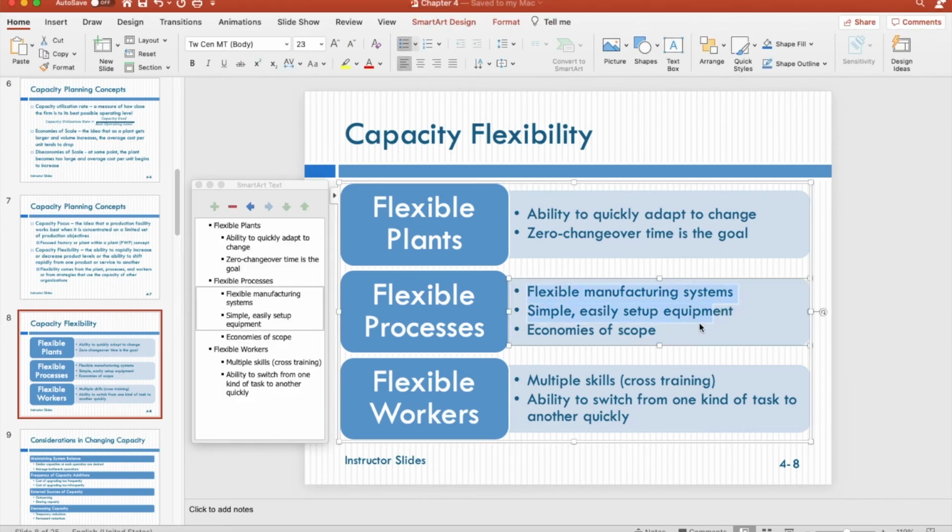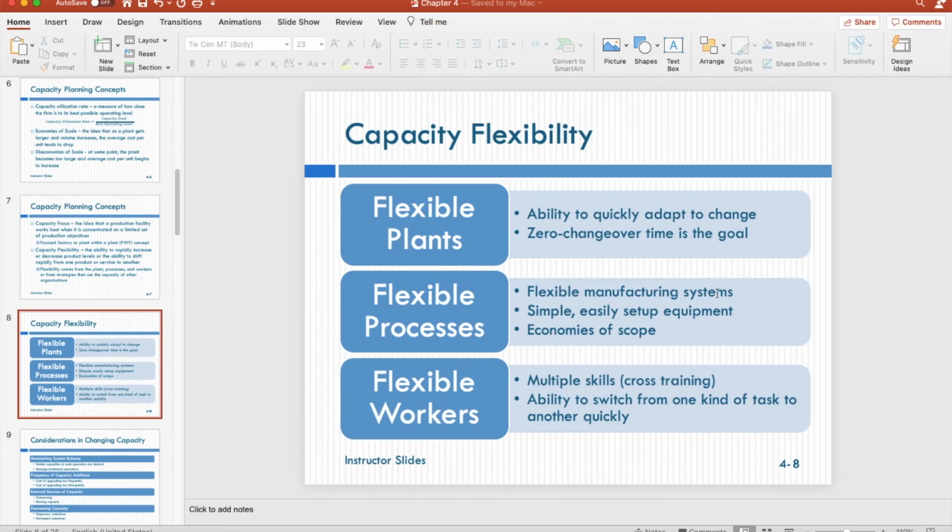I give you some examples, right? Basically, a flexible manufacturing system, some simple and easy setup equipment. We also talk about the concept which is economies of scale. So if the manufacturing system or equipment itself is very easy to transform, that would be a very flexible process. That will actually be a good signal for the firm.